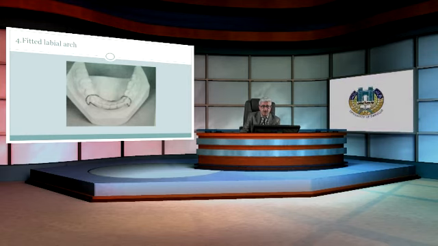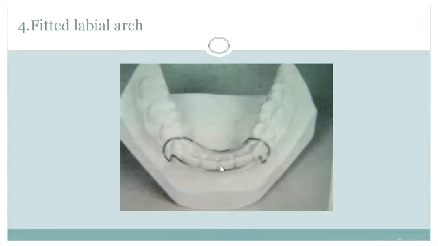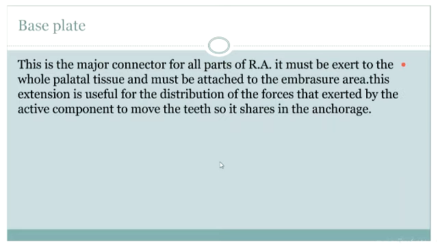Fitted labial arch. Here we can see the fitted labial arch, which is used for retention or for anchorage of the appliance in the anterior segment. The fitted labial arch is sometimes used on a group of teeth, or maybe on the upper central, for example, in order to prevent dislodgement of the appliance from the anterior position.